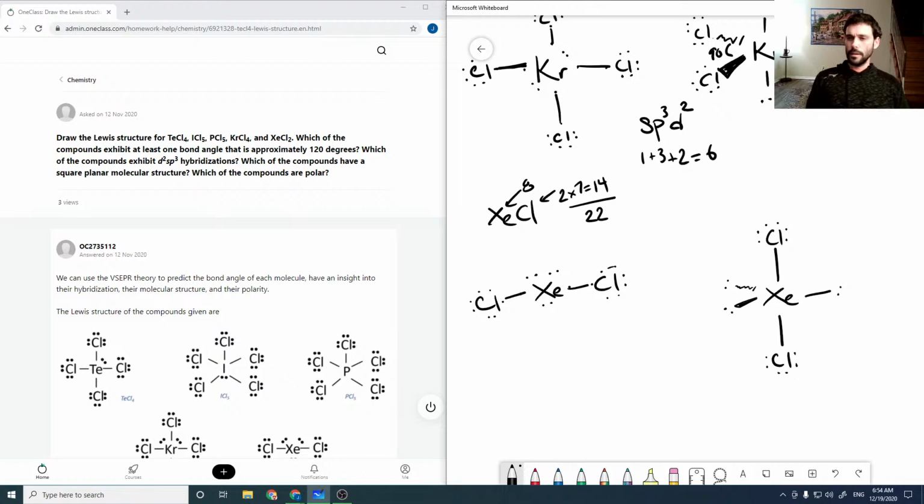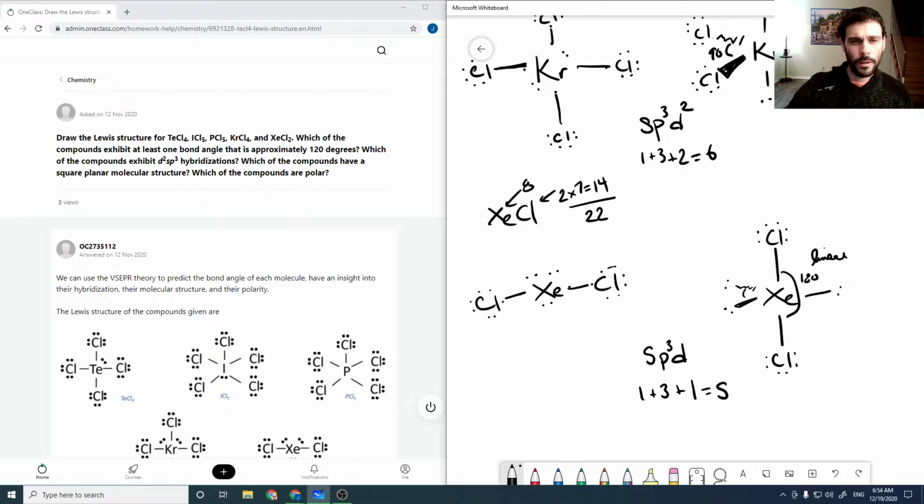Okay, and so our molecular structure is linear, but xenon is bound to 5 partners, so sp3d. So 1 plus 3 plus, so that's 4 plus 1 is 5. So it's just sp3d hybridized. Right, and the bond angle here is 180.